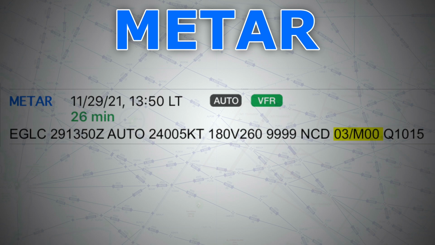And then, last but not least, QNH. 1015 in this example, this is the sea level pressure setting in hectopascals. This is the value we set in our altimeters so that we can read our altitude above sea level. Depending on the pressure system in the region, this value can vary from anything between 970 hectopascal all the way to 1035 hectopascal, sometimes even more.